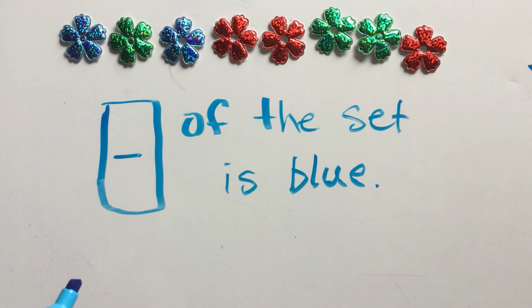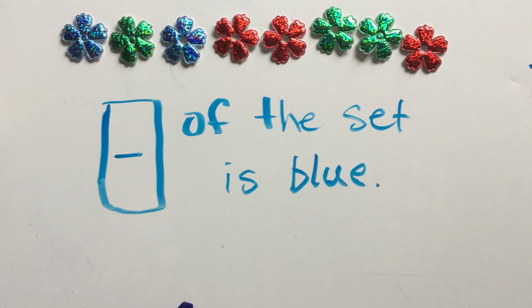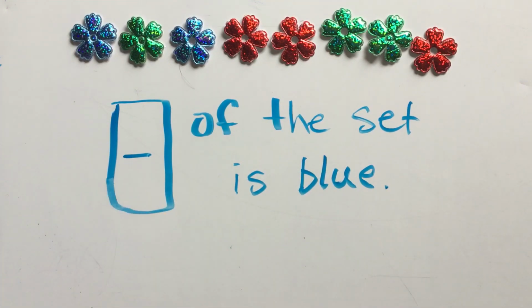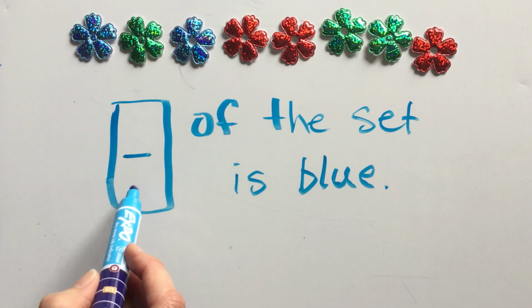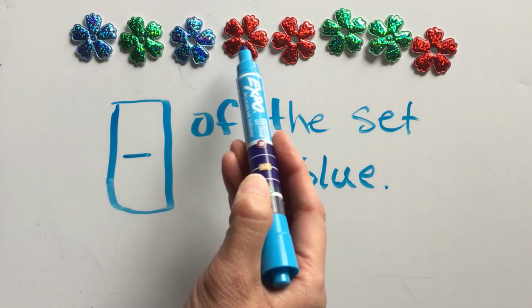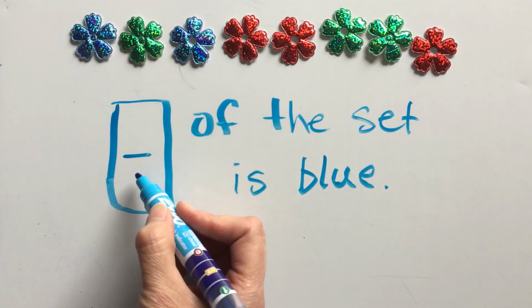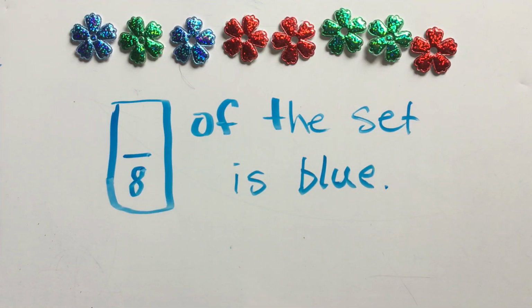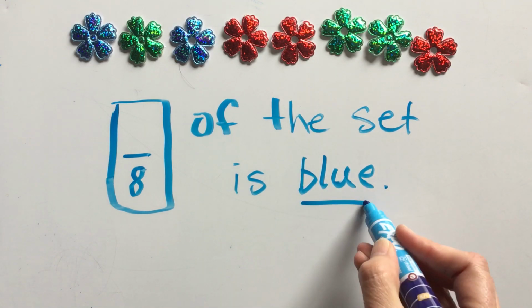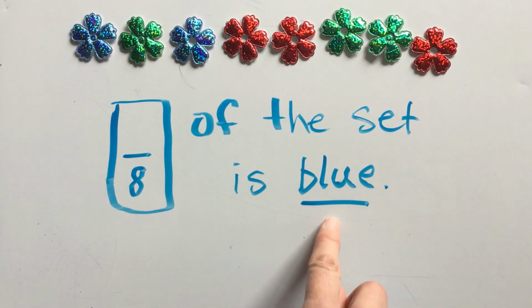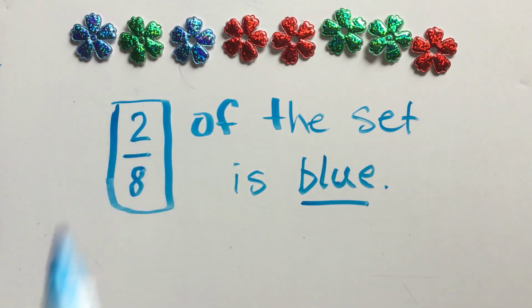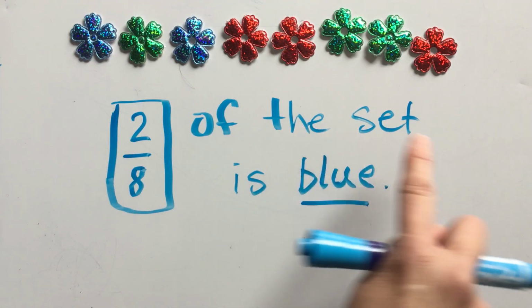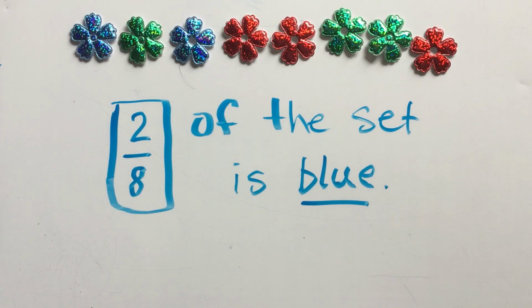Here I'm going to write my fraction. Who remembers what the first step is to writing this fraction? First, I need to find my denominator. That's the total number of parts in the set. Well, let's see. 1, 2, 3, 4, 5, 6, 7, 8. There are 8 parts in total. I want to count how many parts are blue. In my fraction statement, I need to know how many are blue. 1, 2. There's only 2 parts that are blue, so 2/8 of the set is blue is my fraction statement.